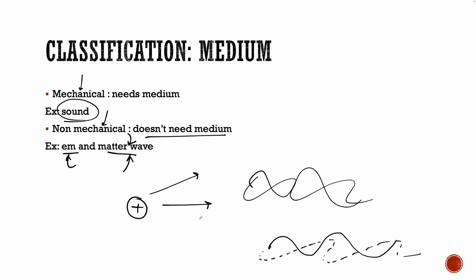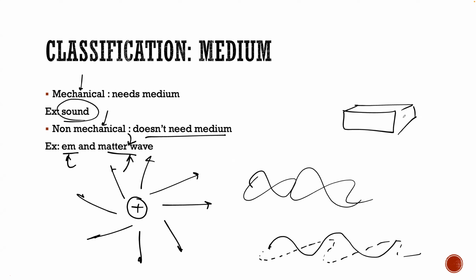It has electric field only around it. So can I call this an electromagnetic wave? The answer is no. If I have a magnet, it has a magnetic field around it. We know that the magnetic field lines go from north to south. So can I consider this field as an electromagnetic field? The answer is no. It's just a magnetic field.